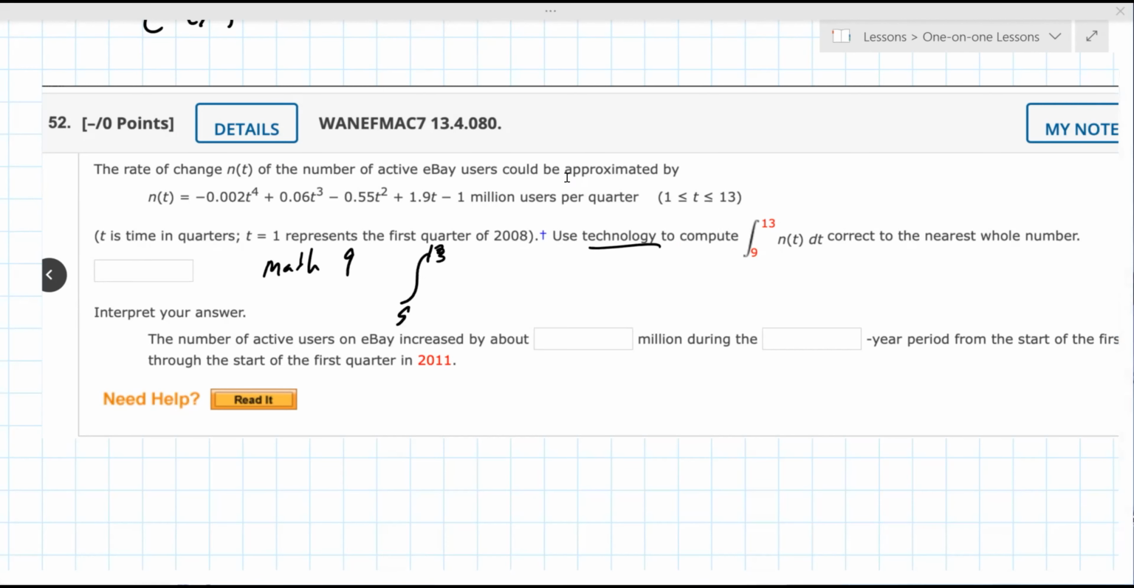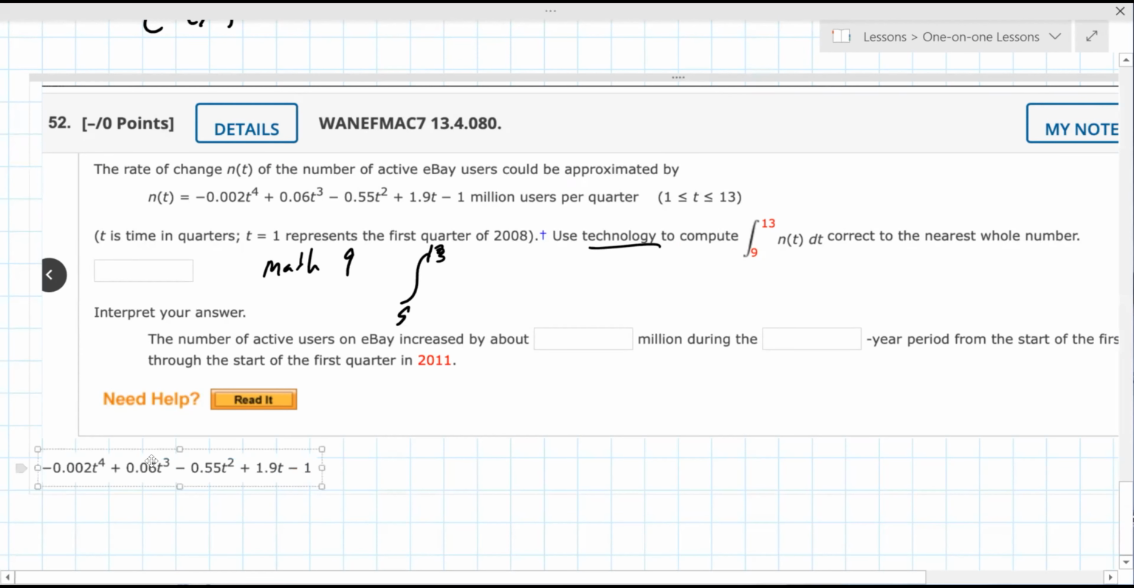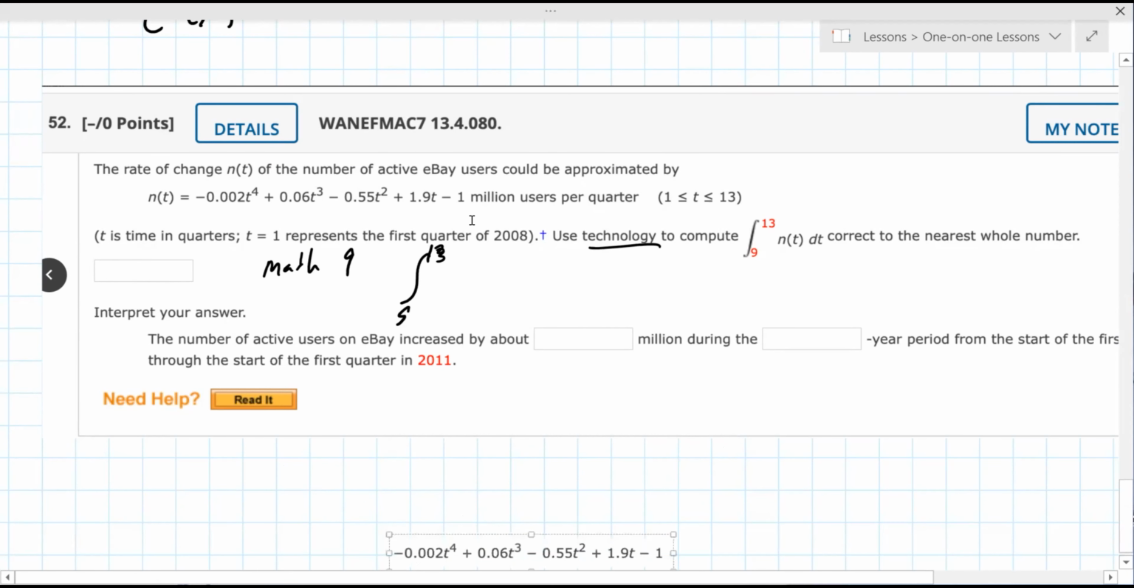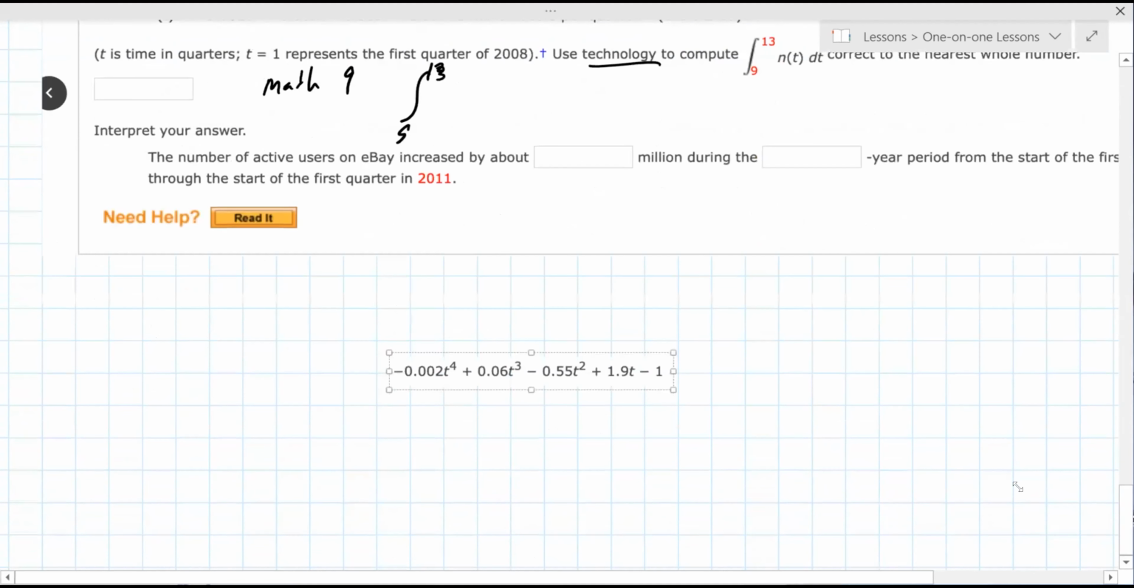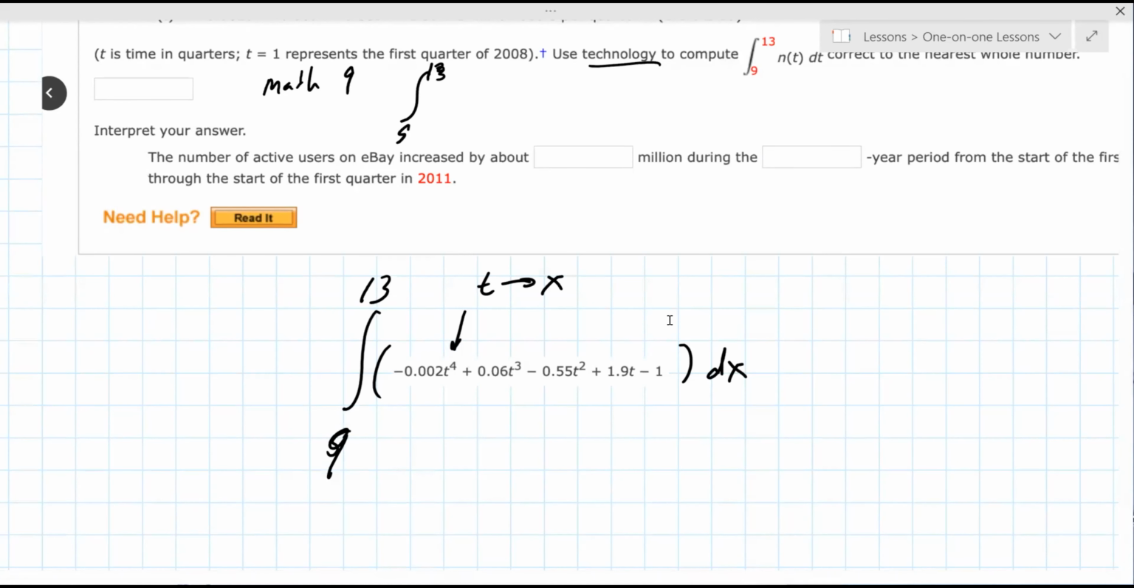Let me just snip that. Actually, that'll probably be the best way to do it. See if I can just overlay it. I didn't like that. Okay, it doesn't want to let me do that. So you're going to do math 9, and you're going to integrate from 9 to 13, but instead of t it becomes x dx. You're just going to throw that in your calculator. So that number, let's make sure you can get that number.